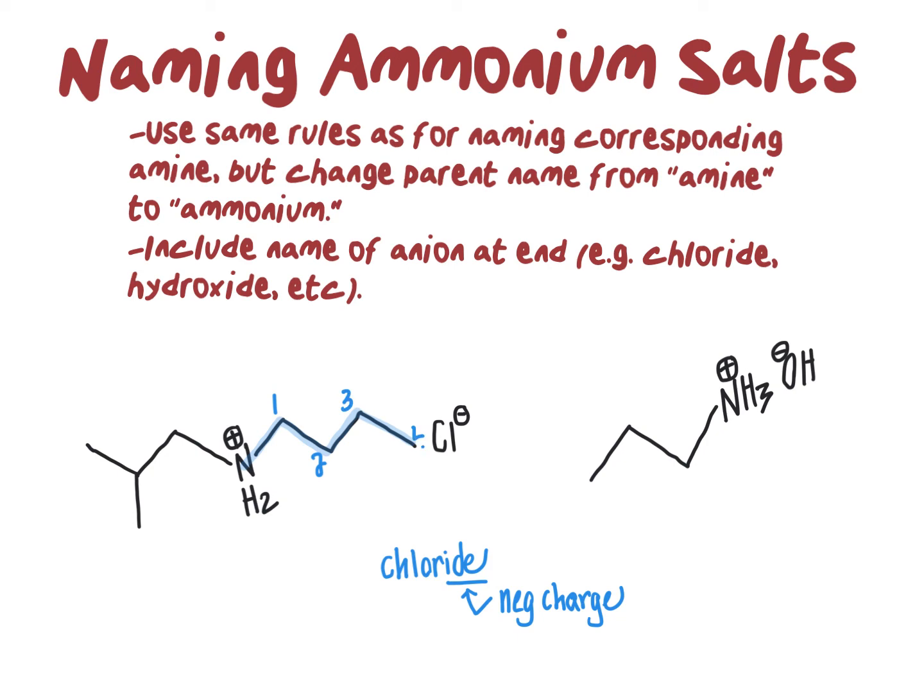So we do this 1, 2, 3, 4. So butan-1-amine would be the name if it didn't have that extra proton, but it's butan-1-ammonium since it has that positive formal charge, or 1-butanammonium as a synonym for that.